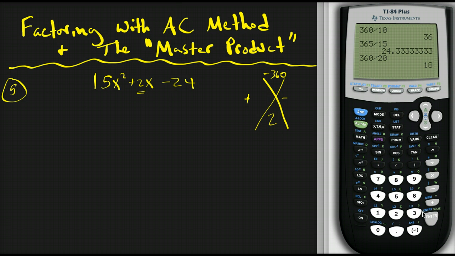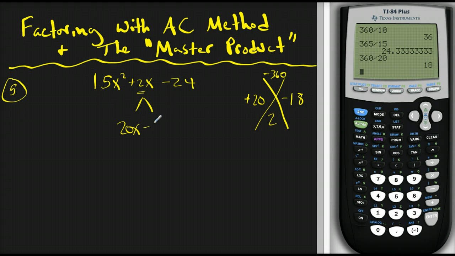Oh, beautiful. 20 and 18. Those are two numbers that are 2 apart. So I can do a positive 20 and a negative 18. That way, when they add together, I'll wind up with a positive 2. When I multiply them, I'll get a negative 360. So this splits into a 20x minus 18x. The negative 24 comes down from here, and the 15x squared comes down from here.